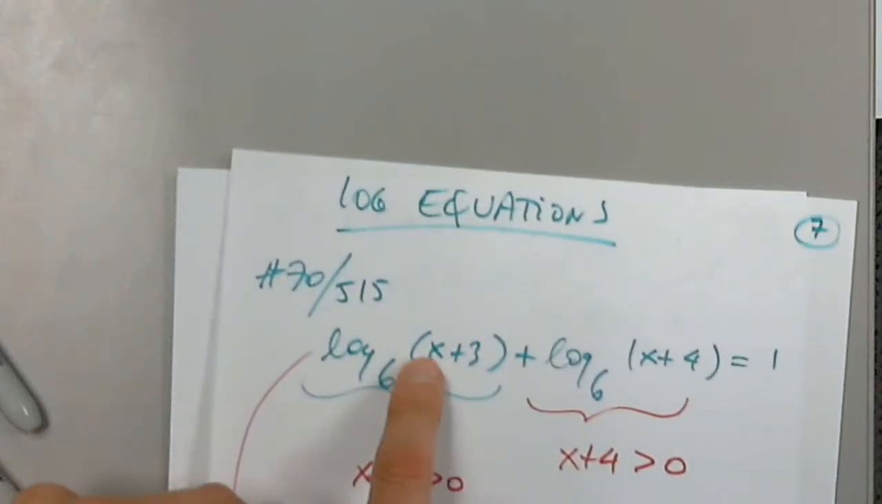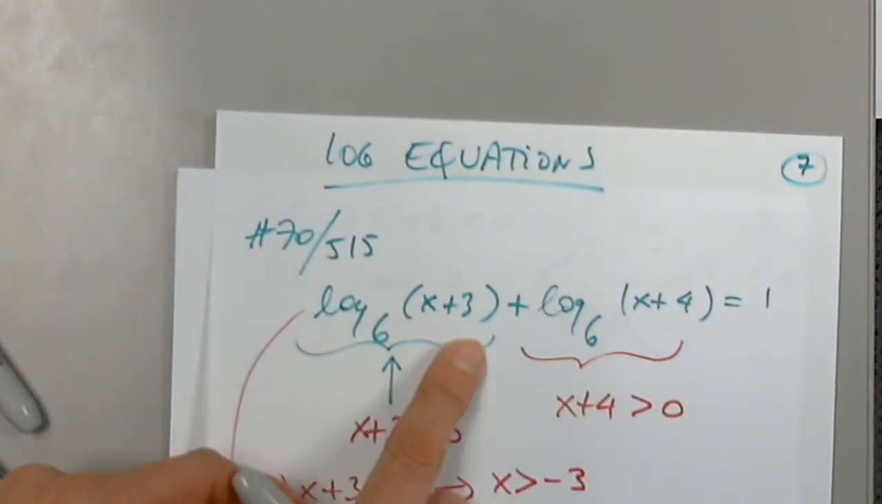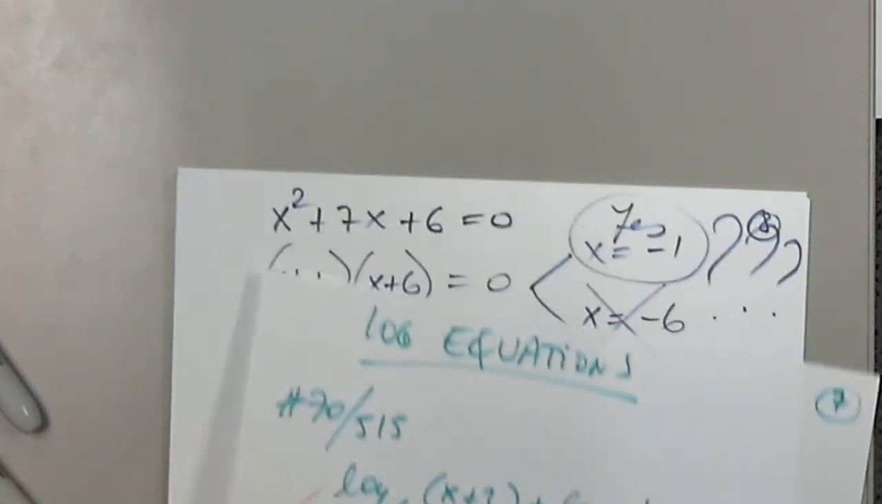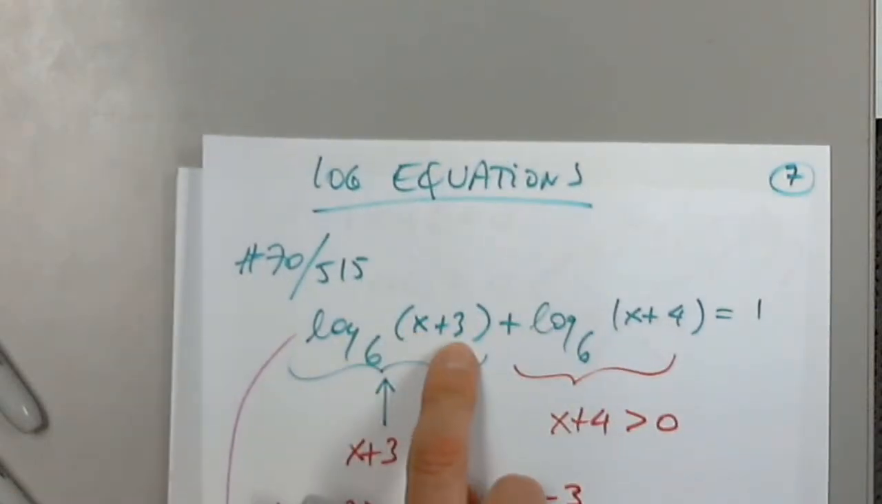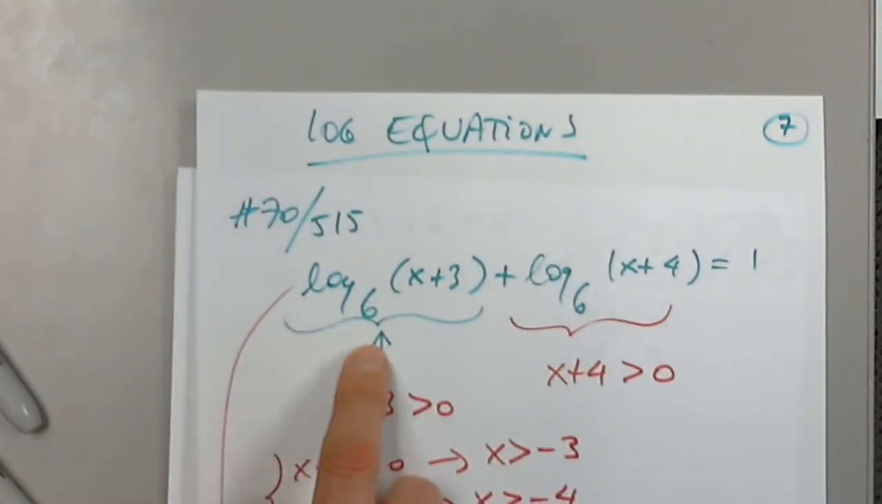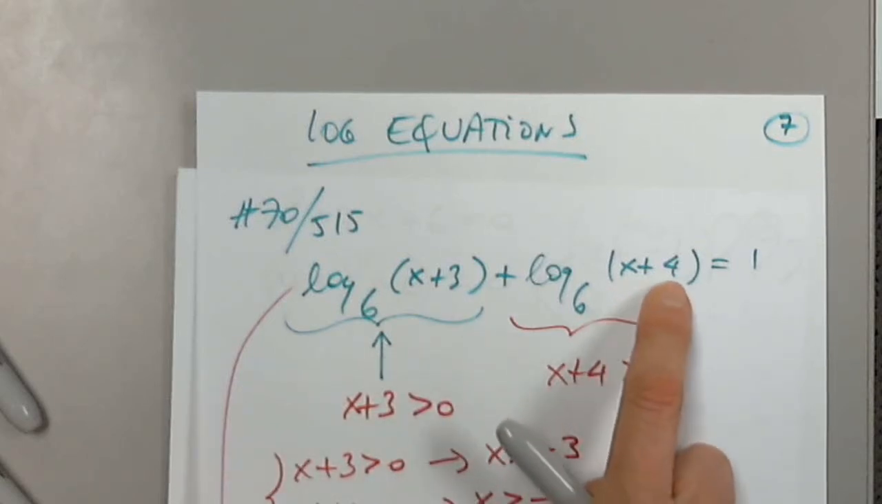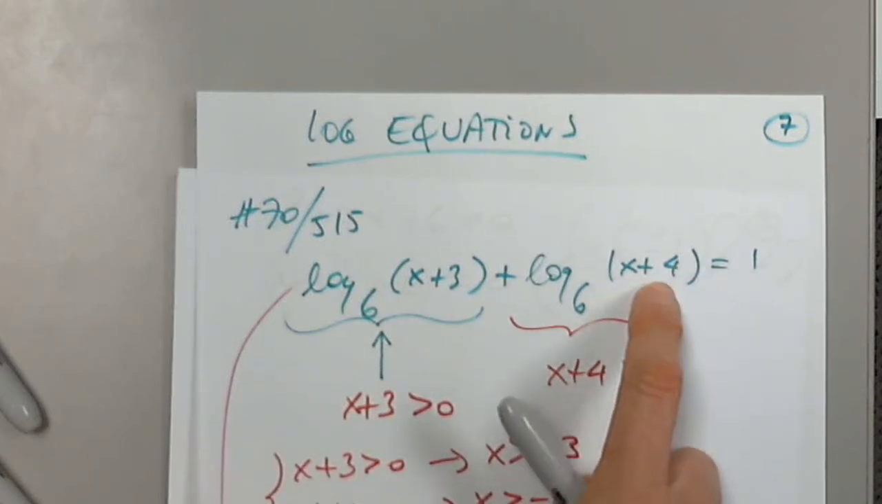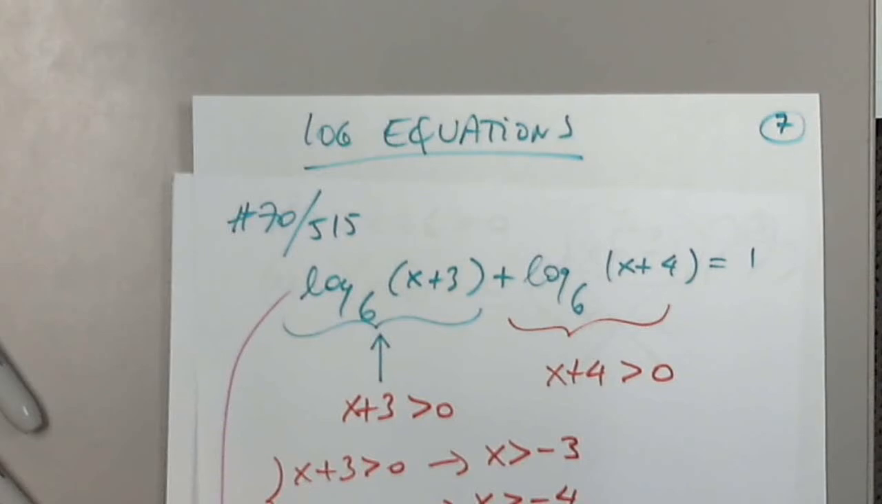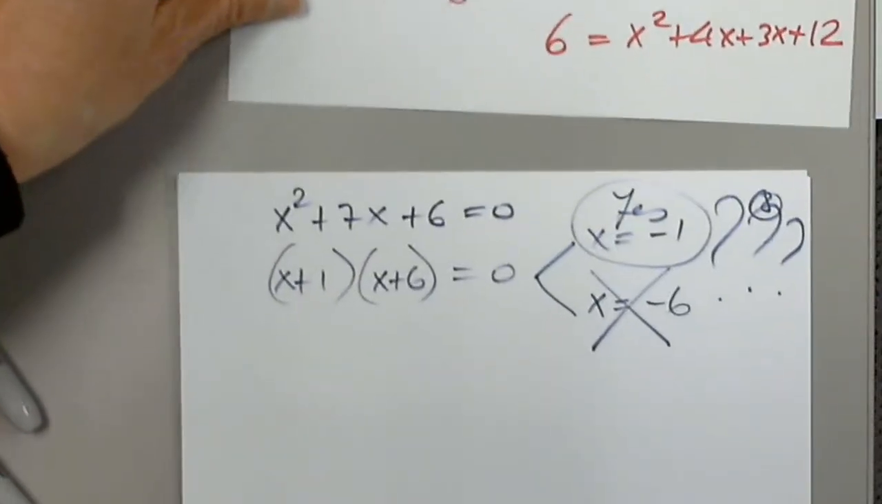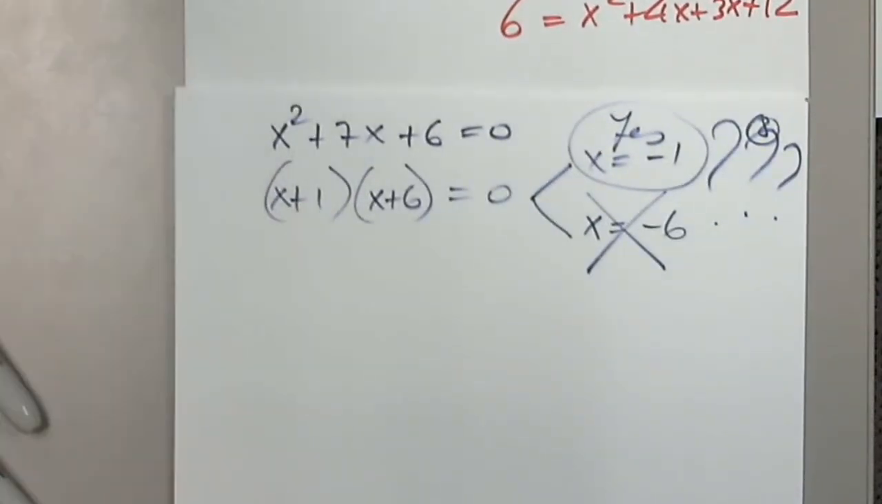Look, -6. Negative 6 plus 3 is negative 3. You cannot apply log to negative 3. Now, when we check negative 1 plus 3 is 2. I can apply log base 6 to 2. Negative 1 plus 6 plus 4 is 3. I can apply log base 6 to 3. Okay, very good. Okay, let's look at another example.